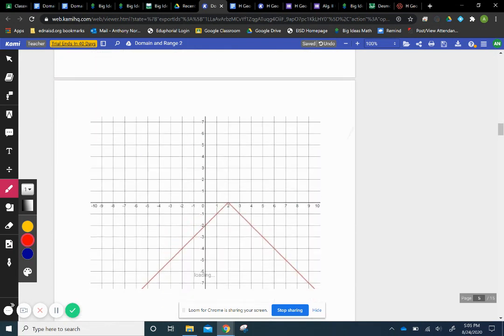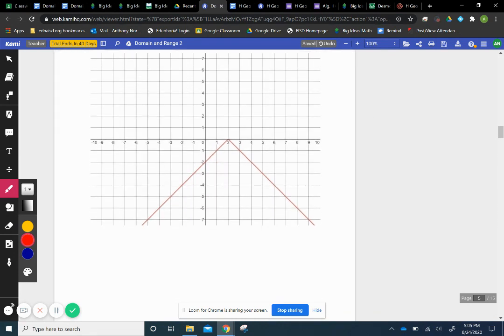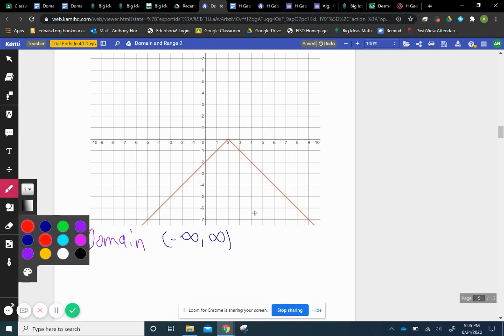So this is absolute value. Is it a function? Yes, it's a function. It passes the vertical line test. So I'm going to go ahead and go with our prediction now. So our domain is probably going to be all real numbers.